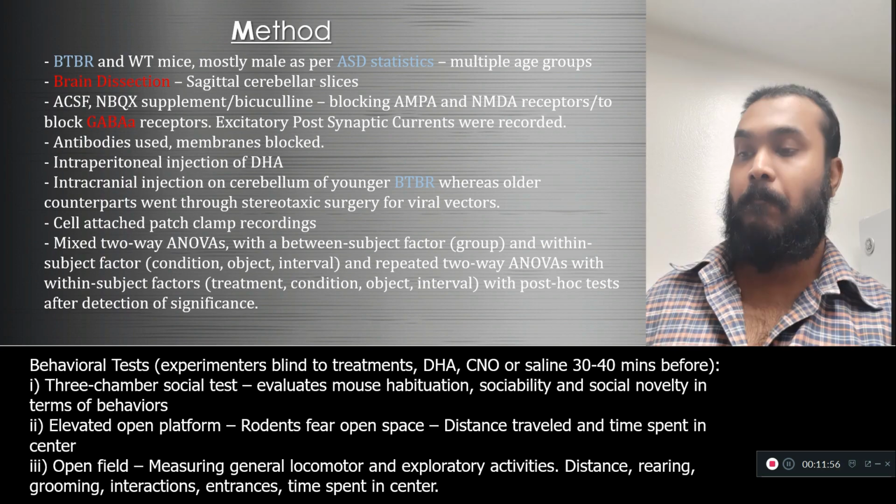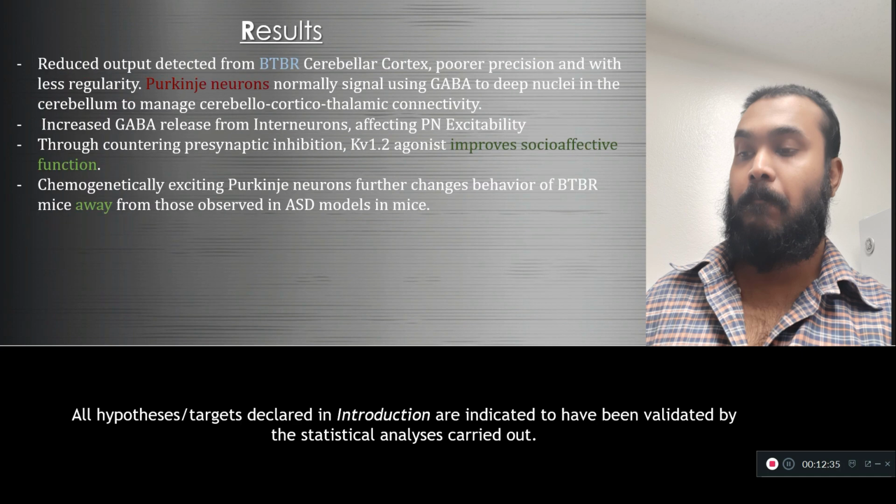The behavioral tests that they did were different in that they mostly tested social function with the three-chamber social test. They tested avoidance responses, because rats or mice are afraid of open space with lots of light. So they saw how long they were stuck somewhere and didn't want to move away from it. And they had an open field task, which measured physical activity: how much they moved, how much they ran, and how little time they spent stuck in a dirty, dangerous, openly lit space.